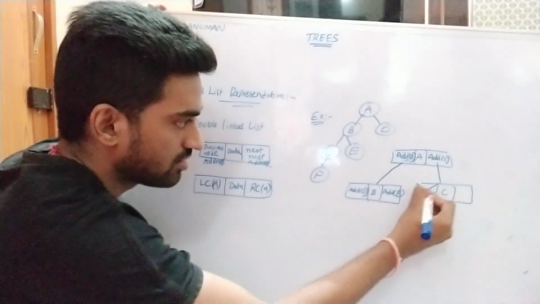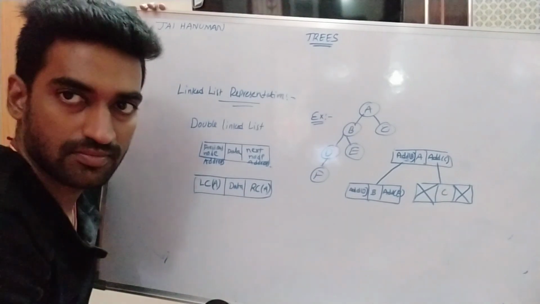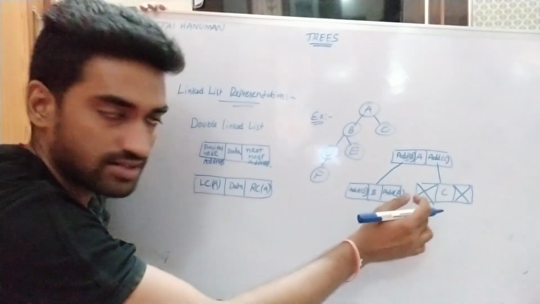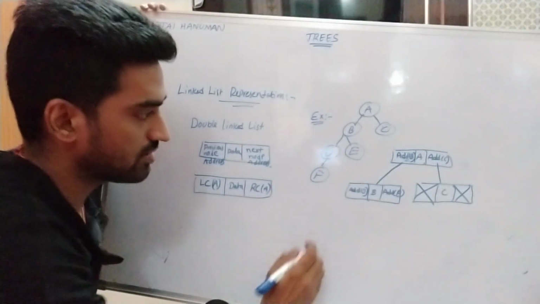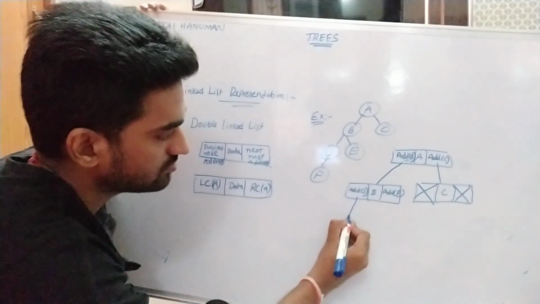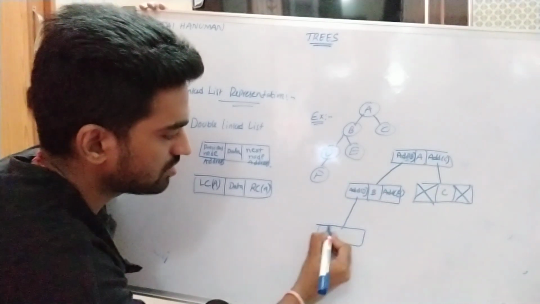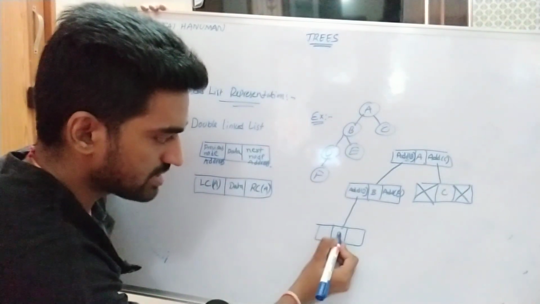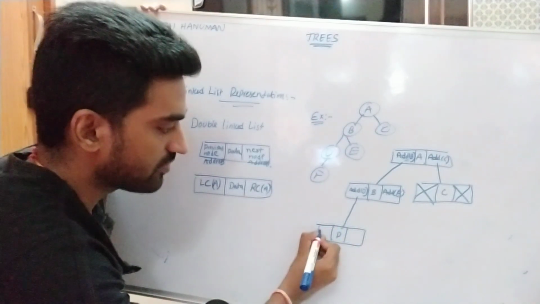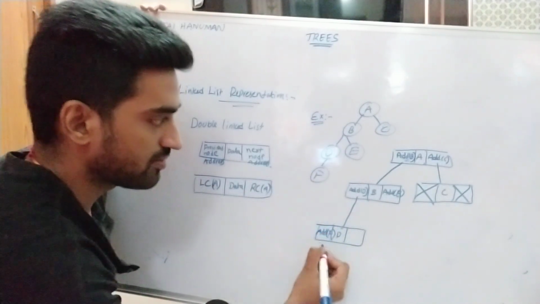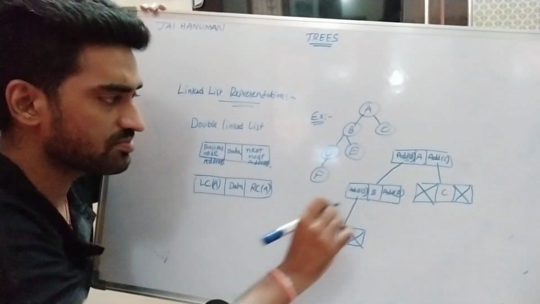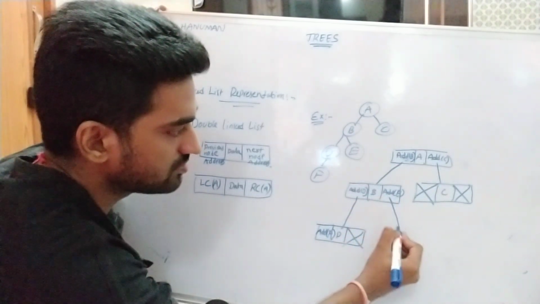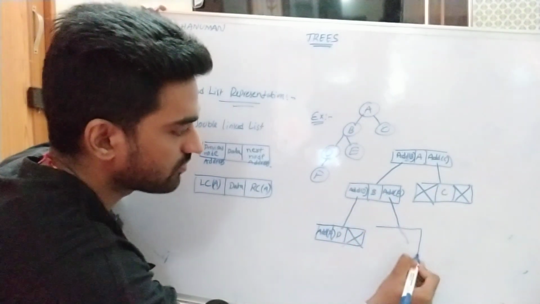Where there are no left or right children, we simply place null. Once there is no left child or right child, we place null values. Now for node D, the left child is F, so it holds the address of F. There is no right child, so we place a null value.